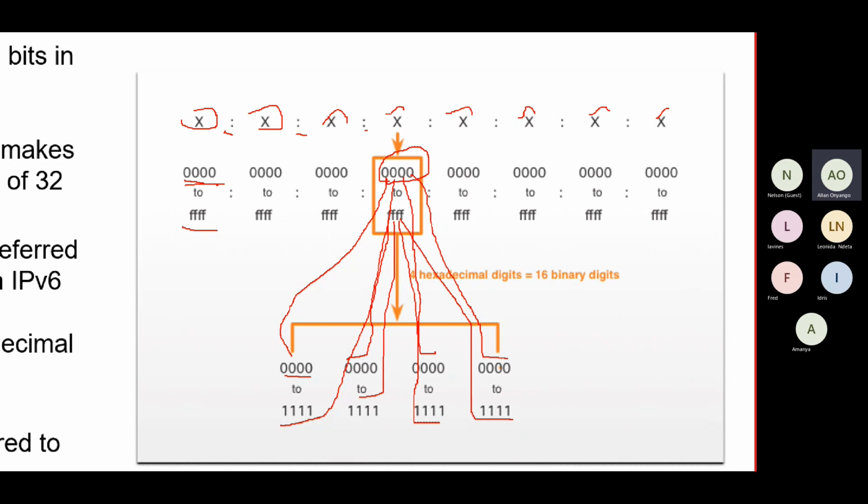16. 4 times 4, very good, is 16. And 16 is where the name hextet comes from. Therefore, we call it a hextet because each and every part can be written to give us 16 bits. Hextet means 16. All right.